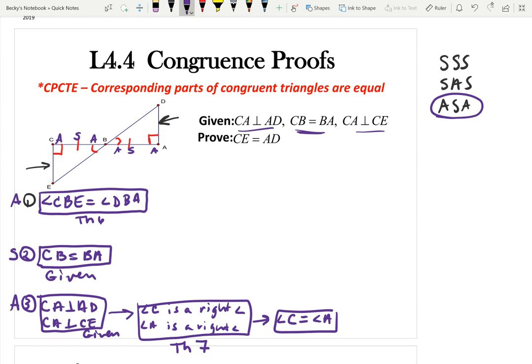Did you find it yet? Corollary to the definition of right angles. And my pen just fell apart a little bit. It's probably why it's not behaving. All right, let's see if it works better now.